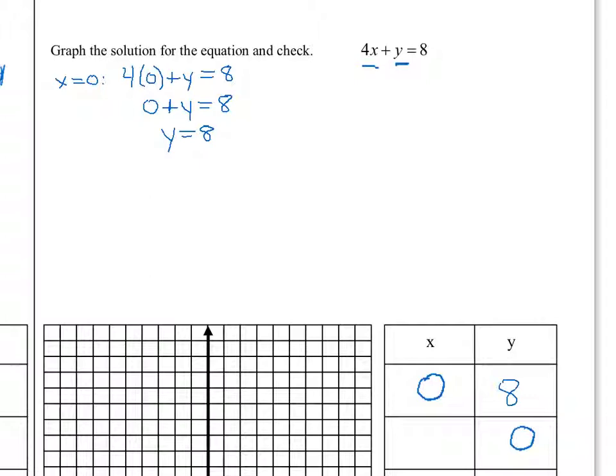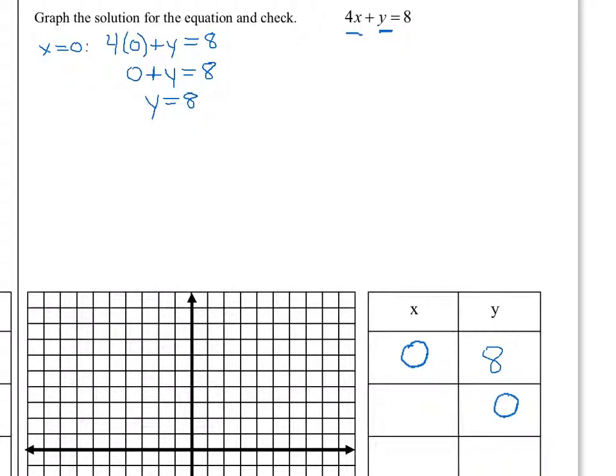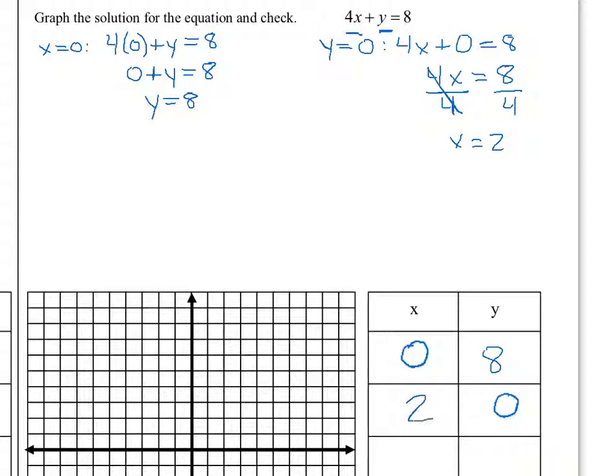When we come over here, we do our next point. That's when we plugged in y equal to 0. That's 4 times x plus y, which is 0, is equal to 8. 4x plus 0, that's just 4x, is equal to 8. Finish solving the equation. Gives me x is equal to 8 divided by 4 is 2. So when the y was 0, that meant that the x was 2.